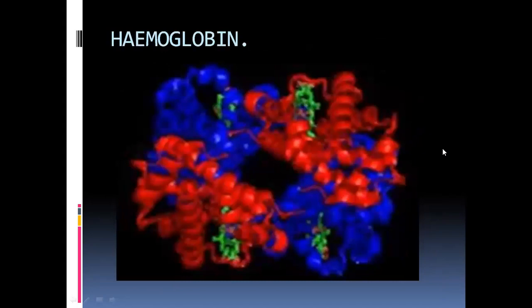This is hemoglobin, which has 4. Okay, 1, 2, 3, 4. 4 protein rings which are holding the heme. Heme means iron and oxygen group.